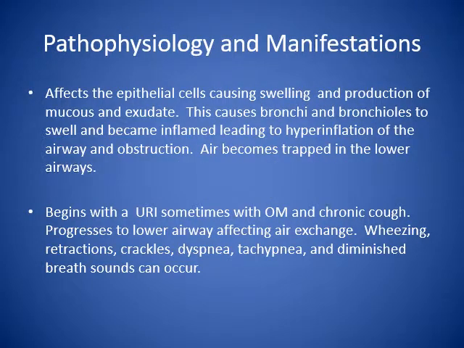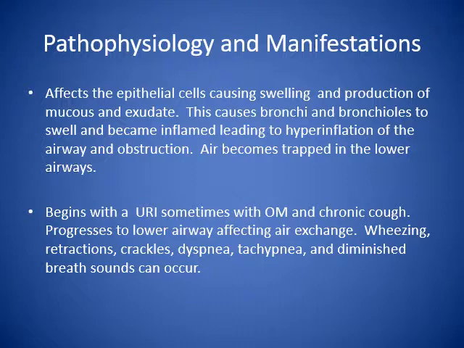So pathology and manifestations of bronchiolitis. So if you remember, we talked about before, kind of understanding the normal versus the abnormal. This will kind of make sense to you now. So bronchiolitis affects the epithelial cells, causing the swelling and production of mucus and exudate, which will fill the airways up. So you have a smaller airway that's now going to get filled of pus and yuck. So this causes the bronchi and the bronchioles to swell, become inflamed, and lead to hyperinflation of the airway, which will eventually cause a decreased space and obstruction.